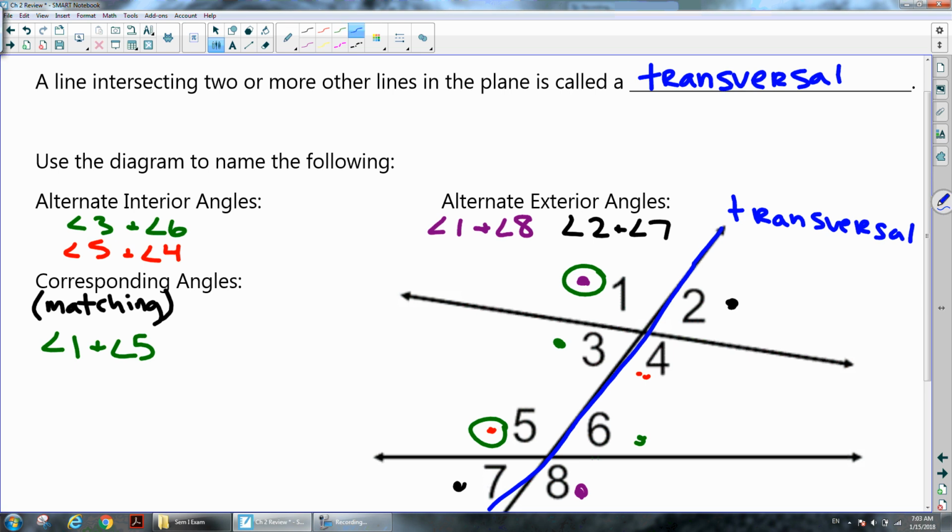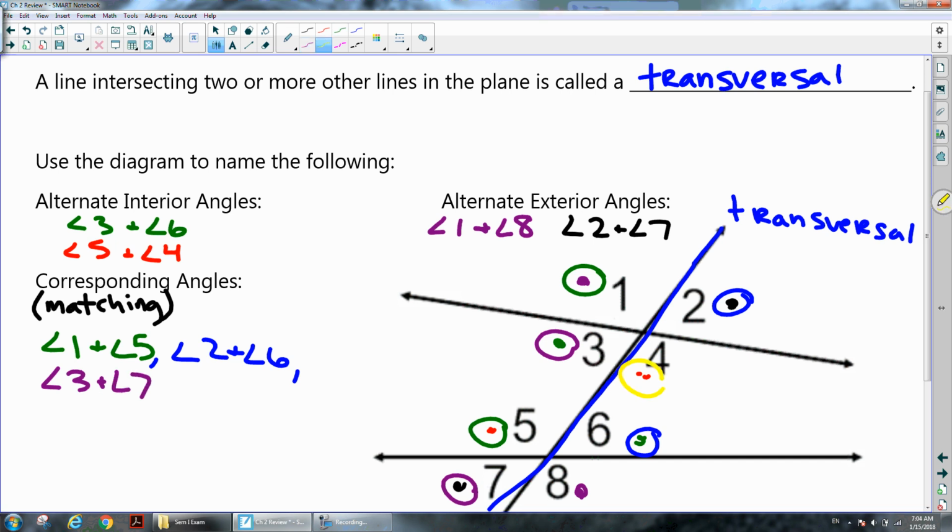If I look at angle 2, it's to the right of the transversal above the line. Same with angle 6. Angle 3 is to the left of the transversal below its line. Same with angle 7. And lastly, angle 4 is to the right of the blue transversal below its line. Same with angle 8.